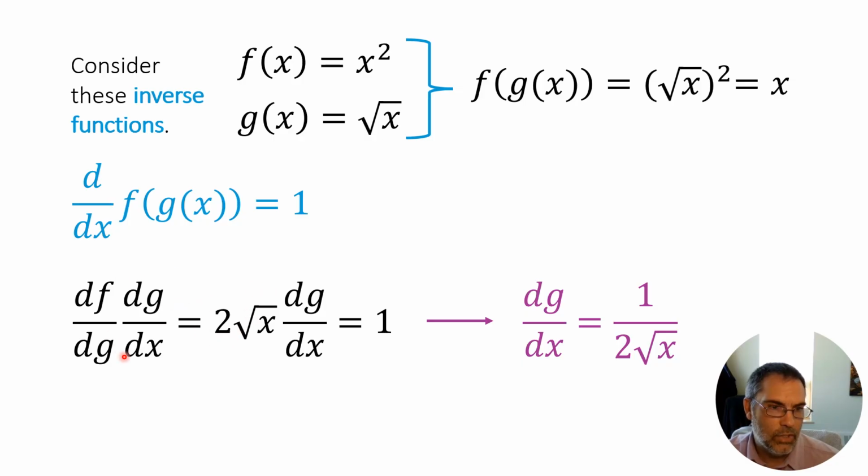And then what is dg dx? That's what we want to know. That's the derivative of the inverse. That's the derivative of this square root. And so dg dx equals 1 divided by 2 times the square root of x. And so now we have the derivative of the inverse using the chain rule, using the fact that the composition of a function and its inverse just gives you x.